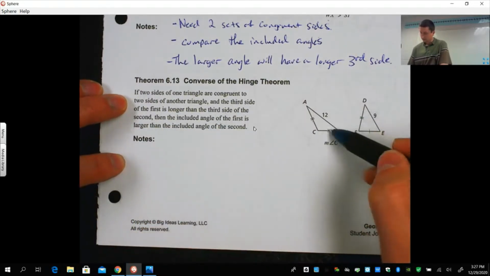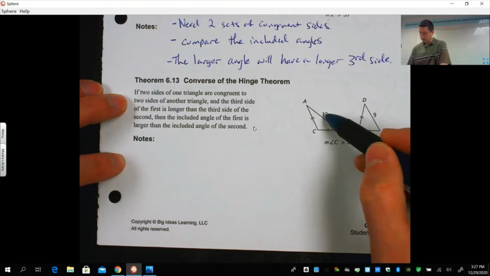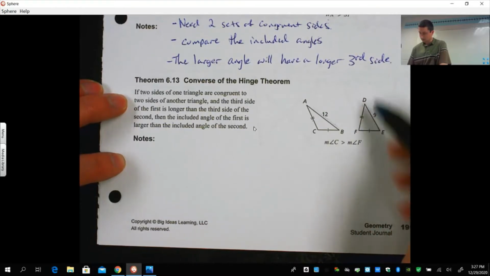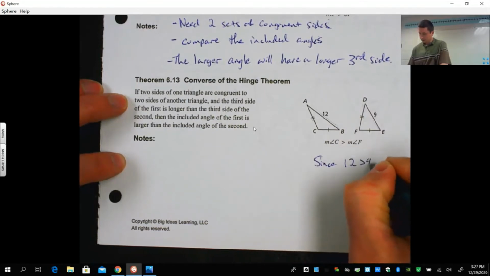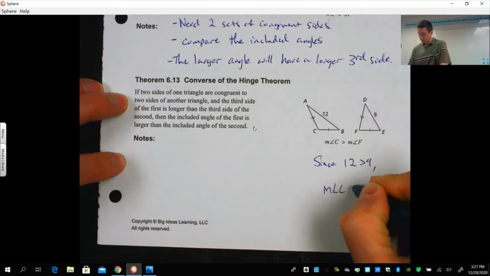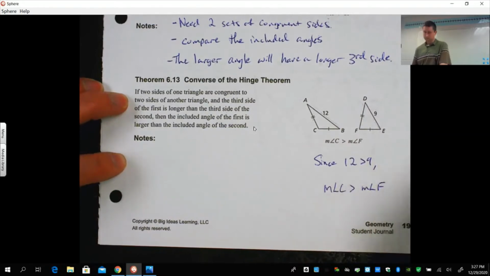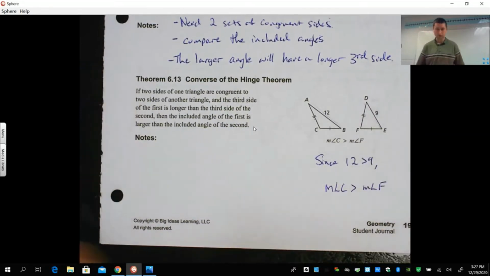So given the three sides, we have two congruent sides, and here's my third side. Since 12 is greater than 9, the measure of angle C is greater than the measure of angle F. So you have to compare those two sides there.